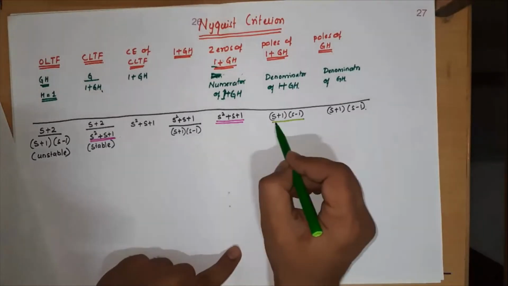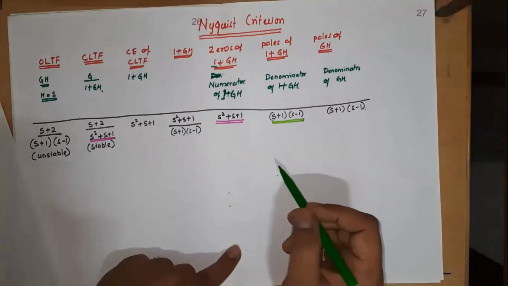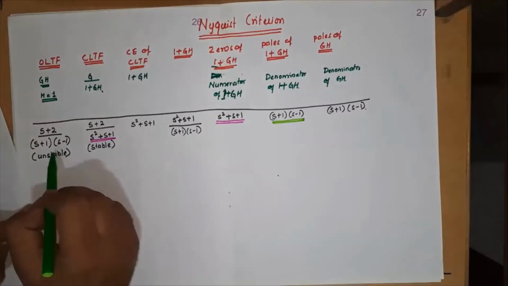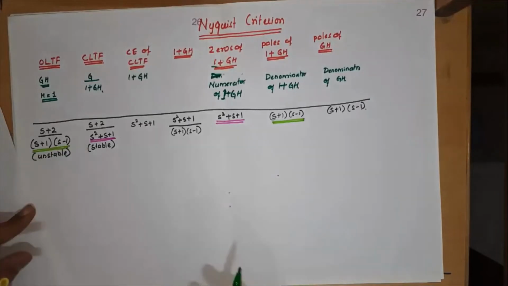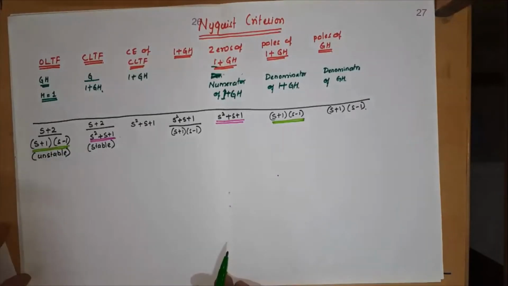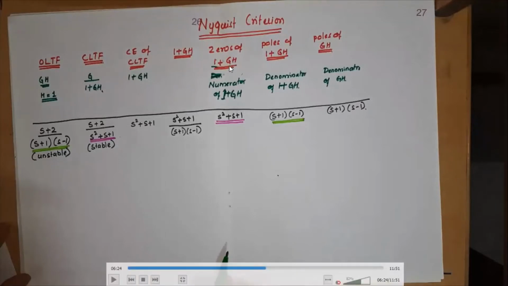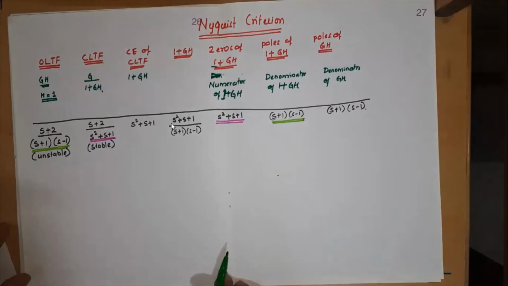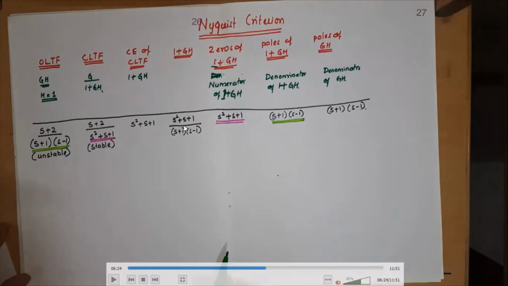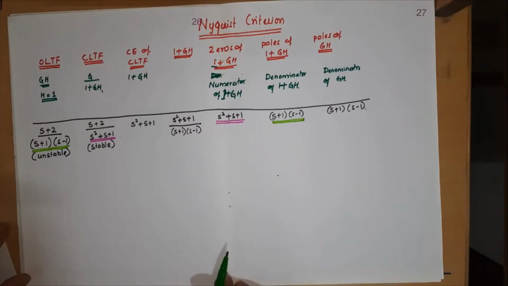And poles of 1 plus gh, or the poles of gh, are the same. So 1 plus gh is very much related to the open loop transfer function as well as the closed loop transfer function. I repeat, zeros of 1 plus gh: look at this transfer function. The zeros of the numerator give us zeros of 1 plus gh, and the zeros of 1 plus gh are the roots of the characteristic equation, or the roots of the denominator of the closed loop transfer function.